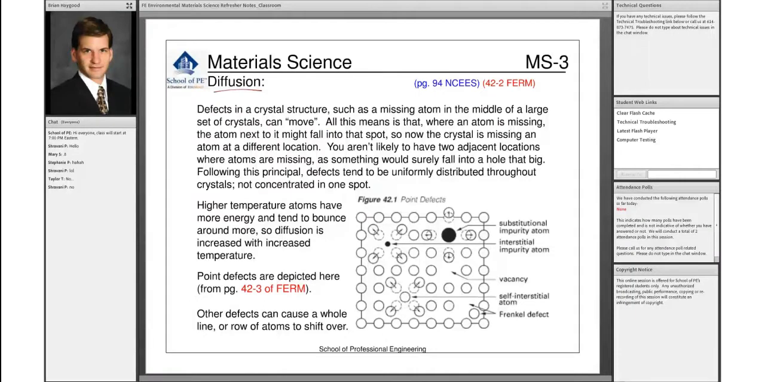We're going to move on to the subject of diffusion. When you're taught about diffusion in a chemistry or biology class, you're typically talking about diffusion of particles in a liquid. We're talking about diffusion of all kinds of stuff in a solid.